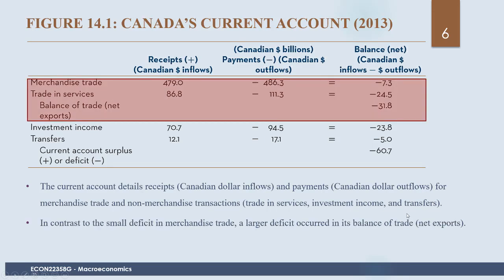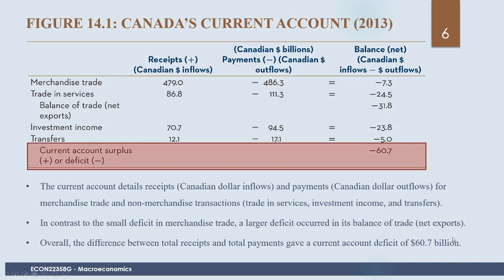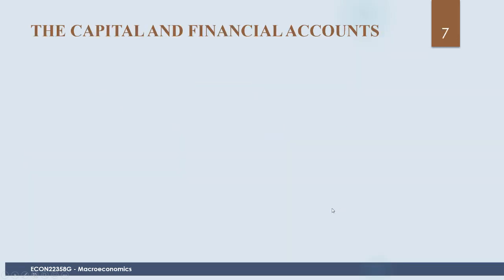And so we had, in contrast to the small deficit in merchandise trade, a larger deficit occurred because of its balance of trade, net exports. Overall, the difference between the total receipts and total payments give a current account deficit of $60.7 billion. Now, the other major account is called the capital and financial account.